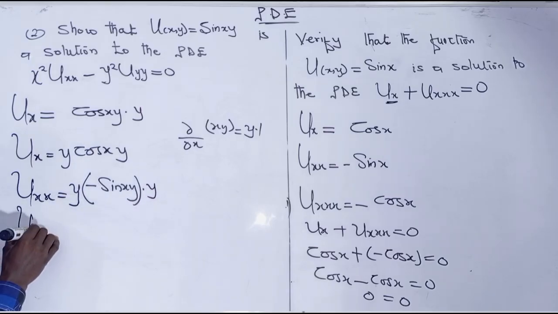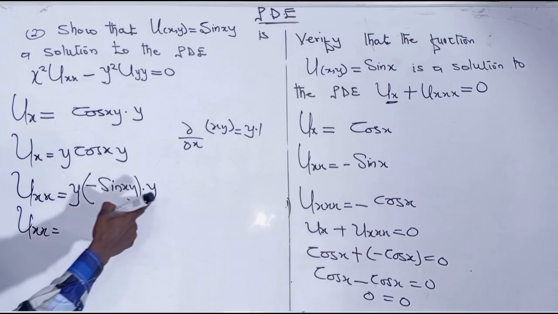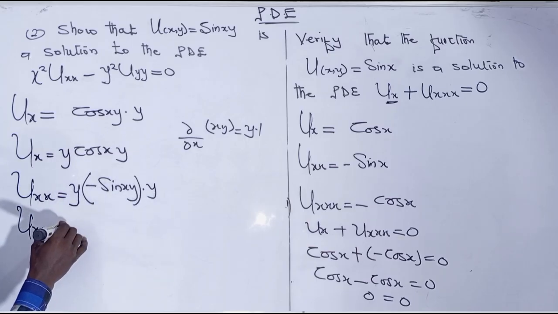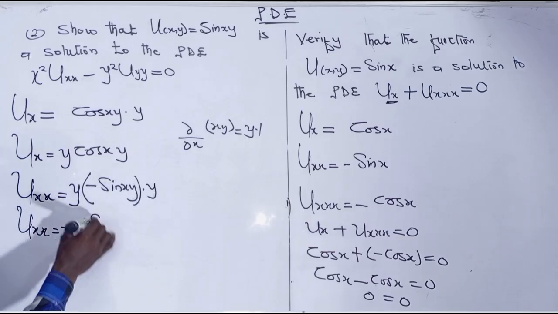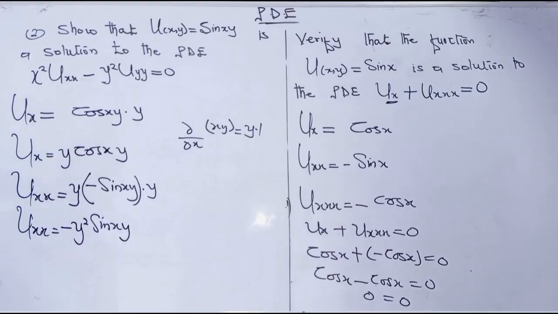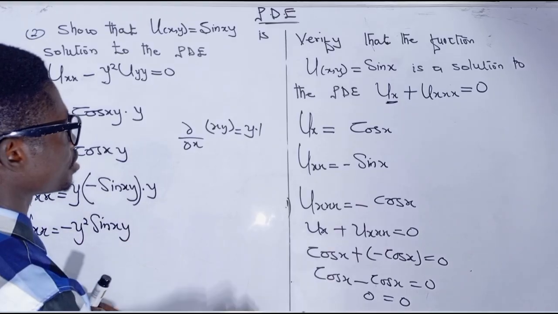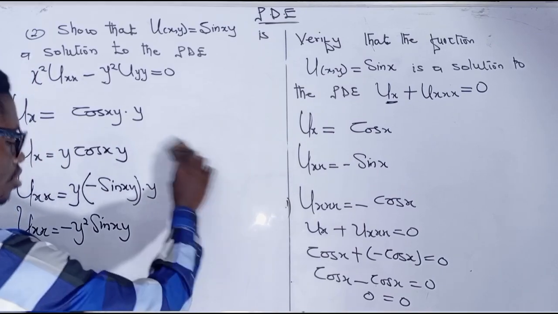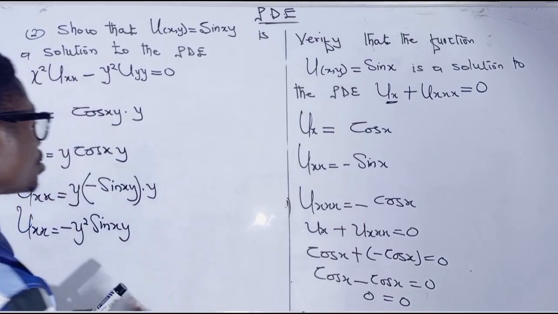So we have our second derivative with respect to x. y times y will give us what? y squared. We have minus y squared sine xy. Now that we are done with the second derivative with respect to x, we move on to the second partial derivative with respect to y.